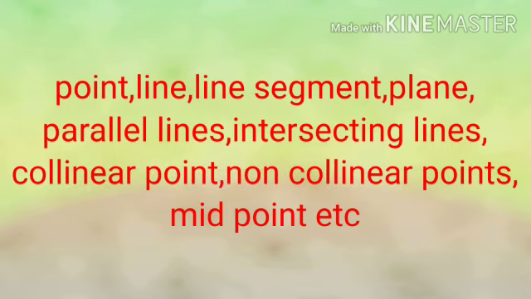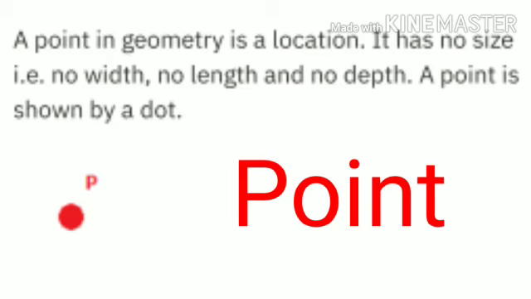The first is point. A point in geometry is a location. It has no size, no width, no length, and no depth. Simply, a point is a dot. You can see here dot P is a point.